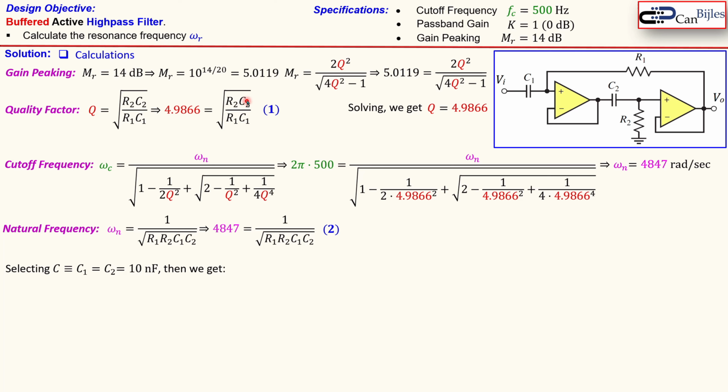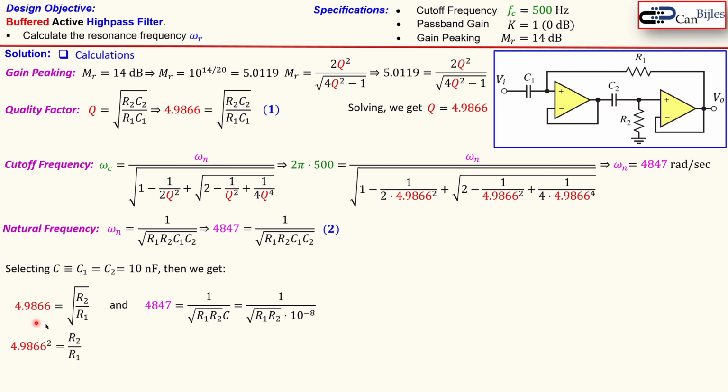Then this equation will be then just 4.9866 is equal to square root of R2 over R1, that's shown here. And this will be then 4847 is equal to 1 over the R2 times R1 times R2 in the square root times C, because this will be then C squared in the square root. And we know what C is because that's what we have selected here, and it will be then 10 to the power minus 8, which is 10 nanofarads. Now if you look at these two equations, we have two equations and two unknowns, so that can be solved.